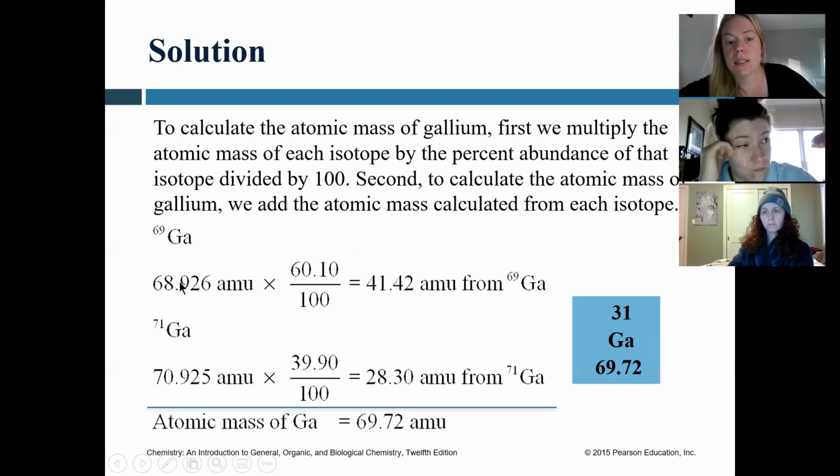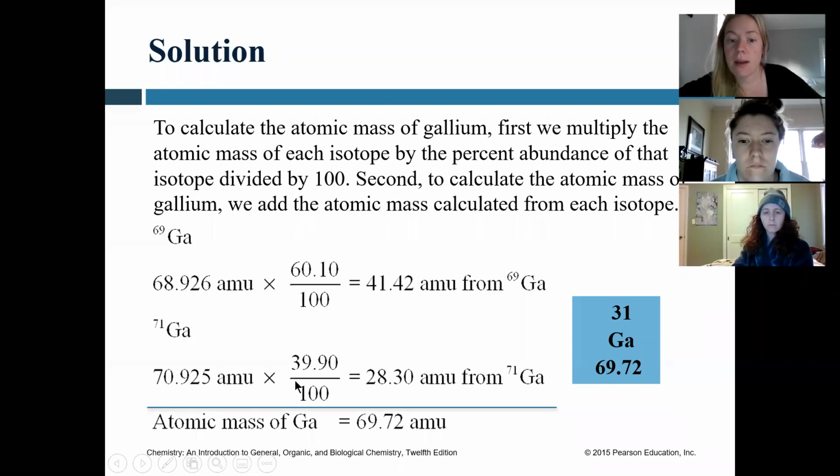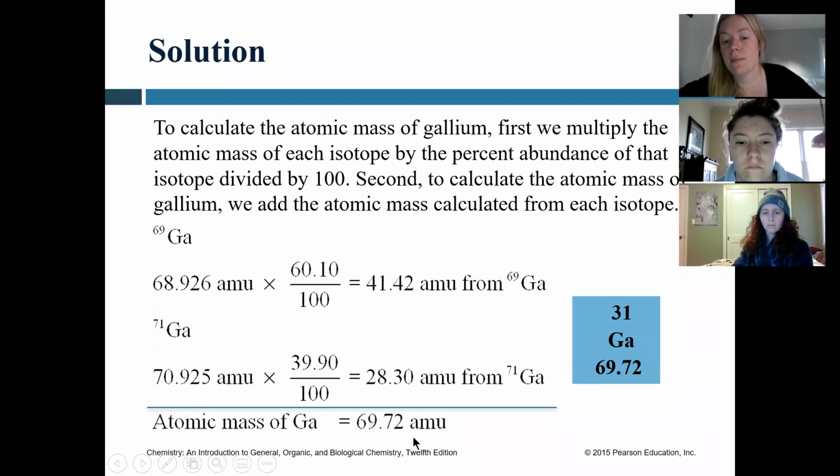So we've got our 68.92 for the gallium-69, and we multiply it by the 60.10 divided by 100. And its contribution, the gallium-69's contribution, is 41.42 AMU. So most of it is actually coming from there. The remaining gallium is gallium-71, which is actually 70.925. We take its almost 40% divided by 100, and we get 28.30. The last step is to add these 2 things together, and we get a number close to 69.72, and that should be what the periodic chart has as well. They usually do pretty close to experimental values.